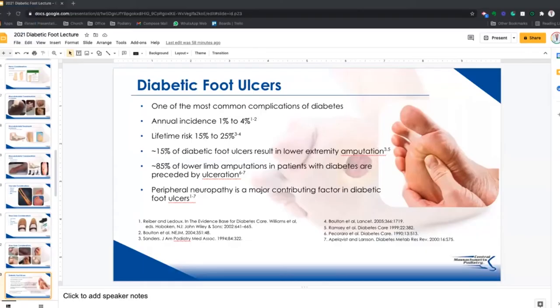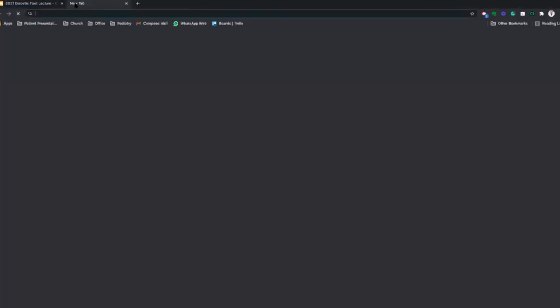I had seen in one of your pictures that you had a callus over a bunion. But what is a bunion? Is it the muscle and the bone, or is it just the muscle? So, what is a bunion? Okay, I'll just show you here.